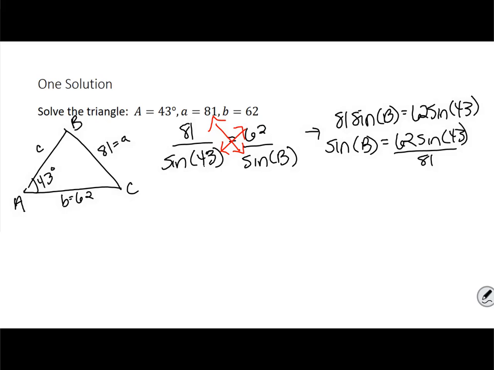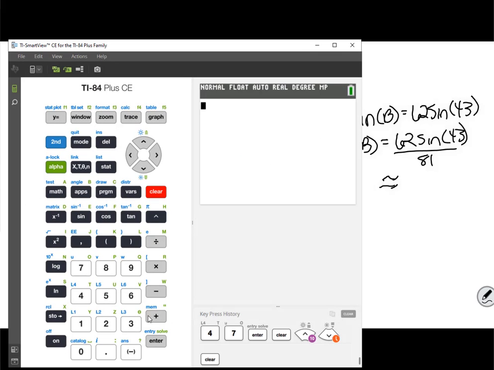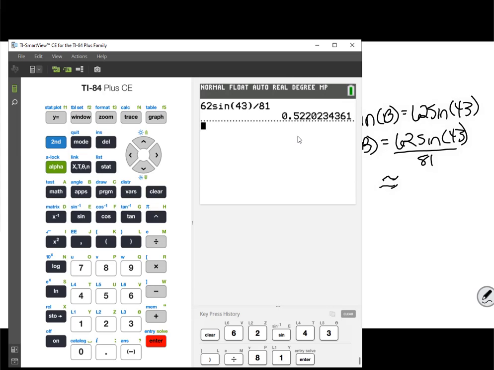Okay, so we can plug that into our calculators. We're going to have to round to see what we get here. So 62 sine of 43 divided by 81. And again, I'm making sure my calculator still says degrees right here. You might have had to change it for a homework problem. So that ratio ends up being 0.522. That's enough for me, those three decimal places, so I'll just use those.